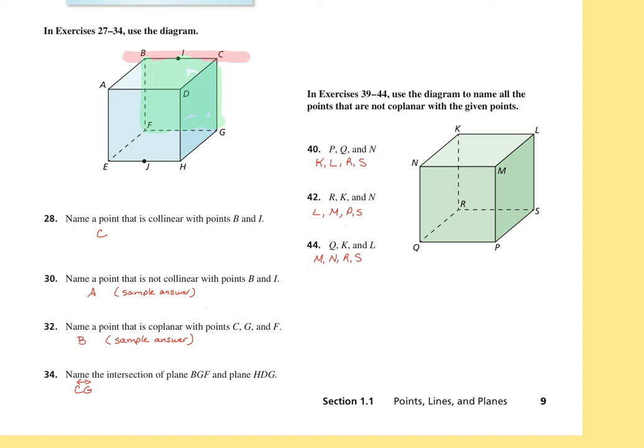34, the intersection of B, G, F, which is that back side, and plane H, D, G would be the right side. It intersects at, and be careful because it has to be a line, right, where they intersect. It would be line CG. Planes intersect at a line.